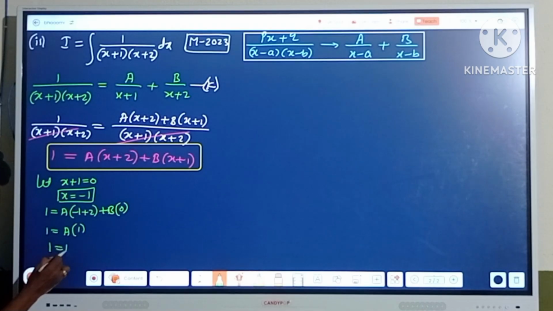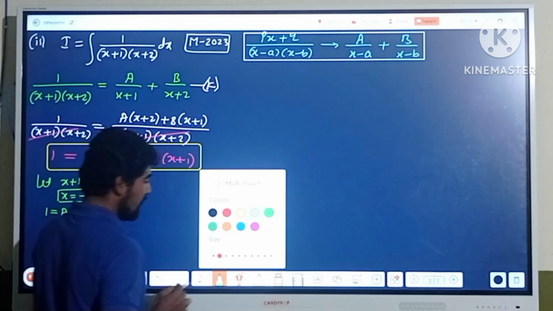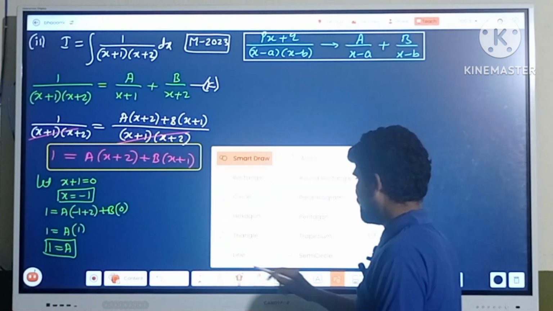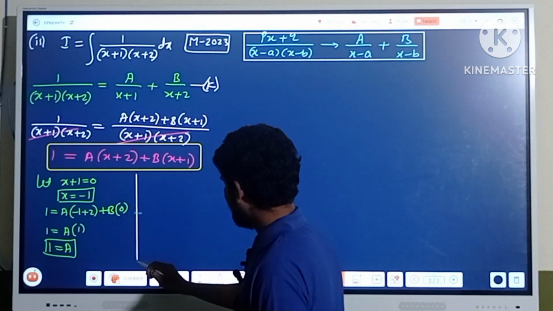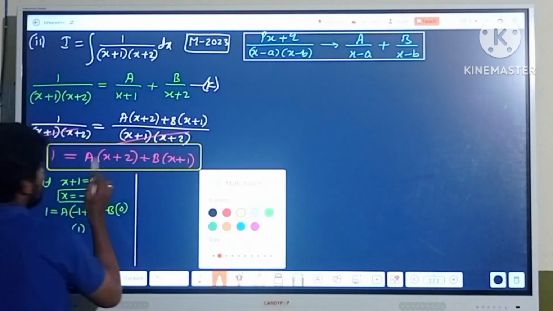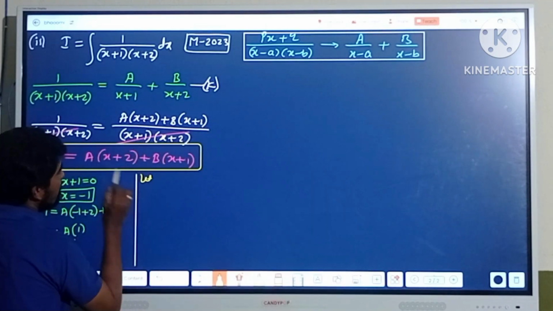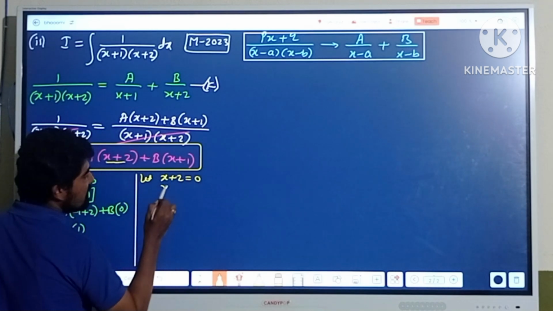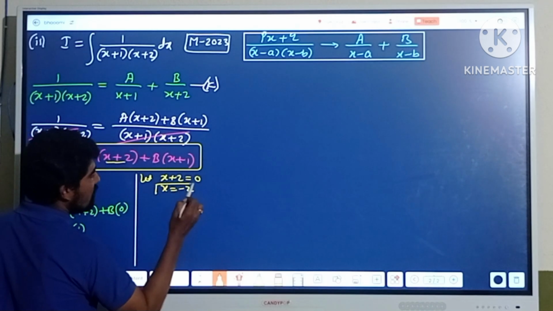Therefore, we got the value of a, and a is equal to what? 1. Now, to identify the value of b, let's say the coefficient of a is 0. So let x plus 2 be 0. It means x is equal to minus 2.